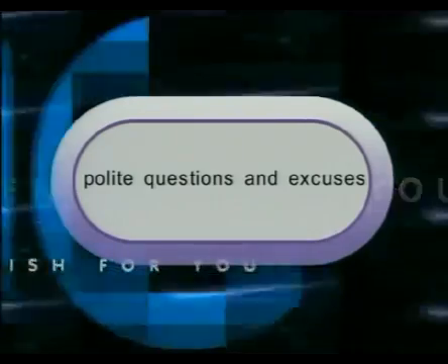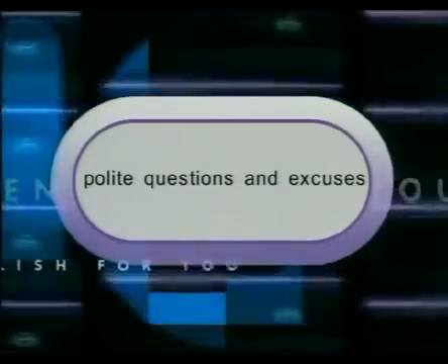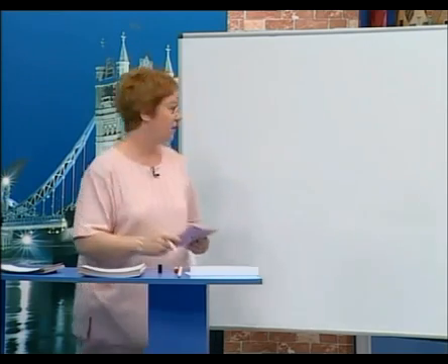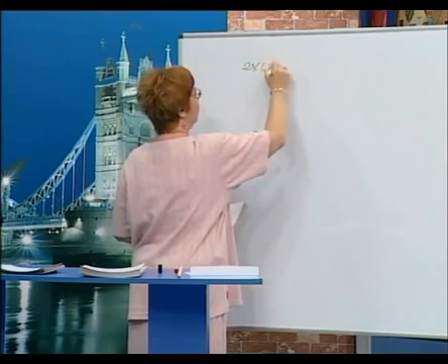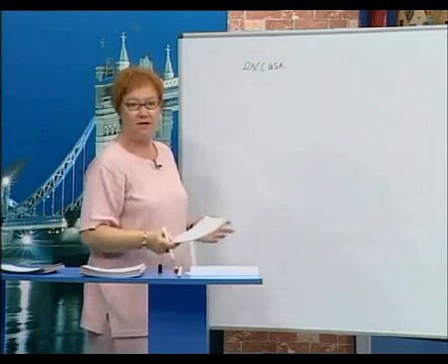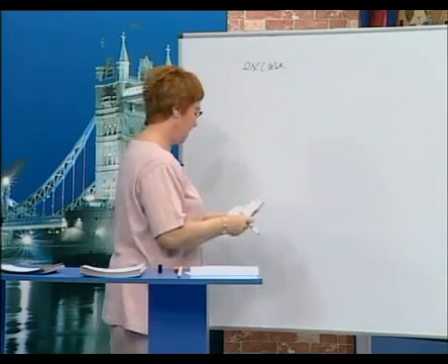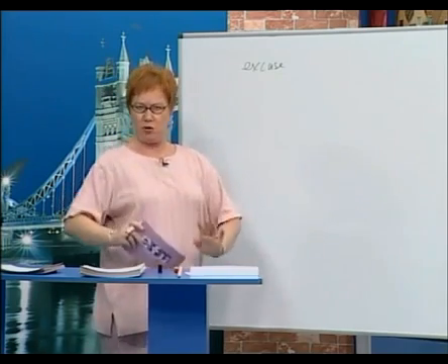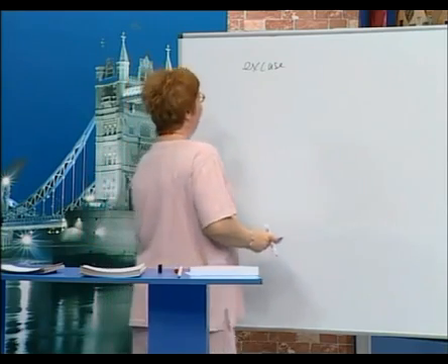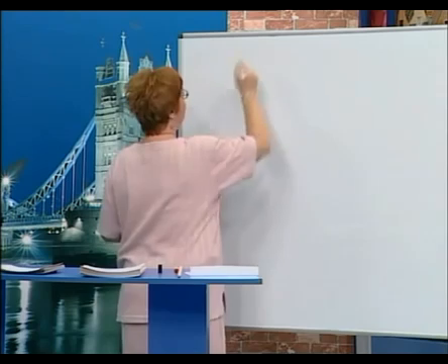Polite questions and excuses. Now, when we refuse an invitation, we just don't say no because people will think we're not polite. So first, we thank the person for asking, and then we usually make an excuse. An excuse is a reason that we can't go. Okay? Now, let's look at some ways to say no politely. Now, first we'll start with some formal ways.